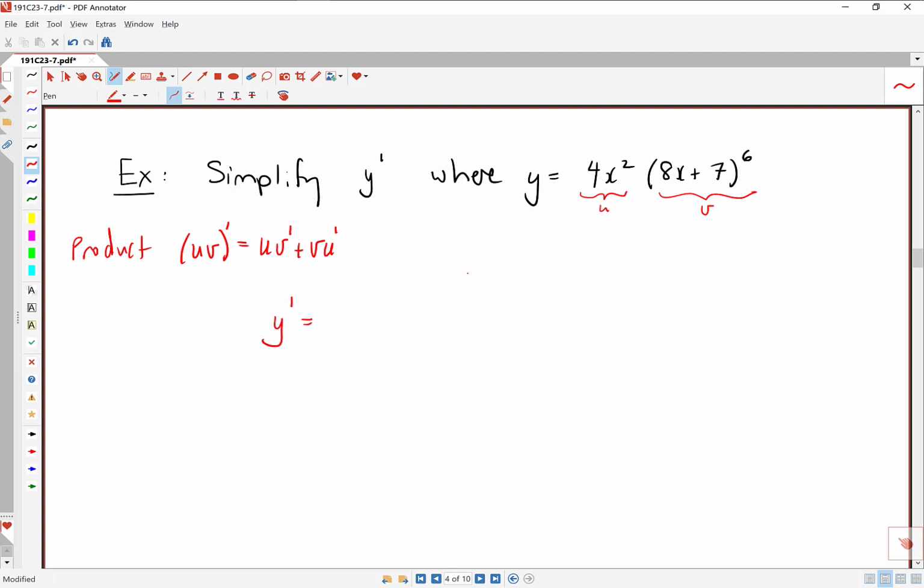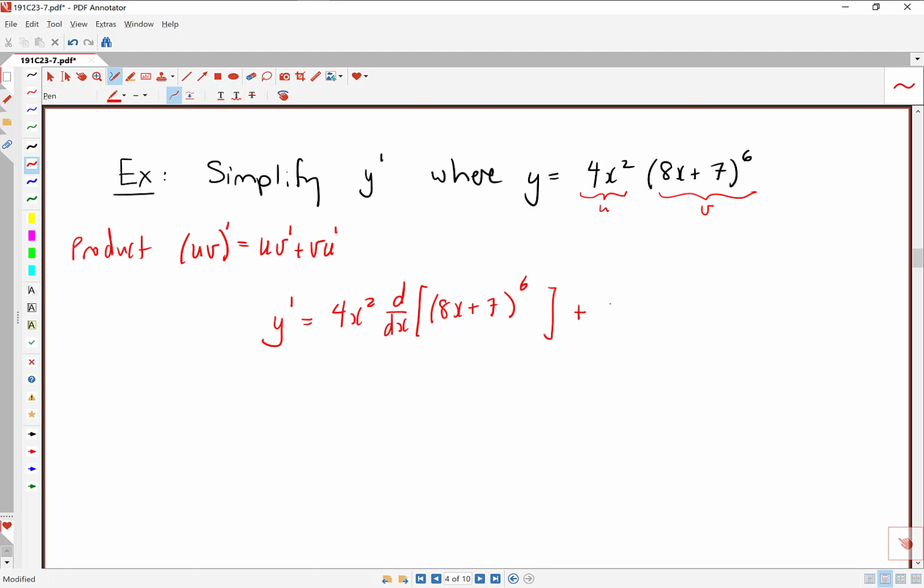Okay, so here's our y prime. We're going to take our first factor, which is 4x squared, and multiply that by the derivative of the second factor. Because we've still got more work to go on this line, I'm not actually going to take the derivative of that second factor. I'm just going to write literally take the derivative of (8x plus 7) to the 6th, and we'll figure out what that derivative is in the next step. Otherwise, I would worry about maybe forgetting the rest of the product rule.